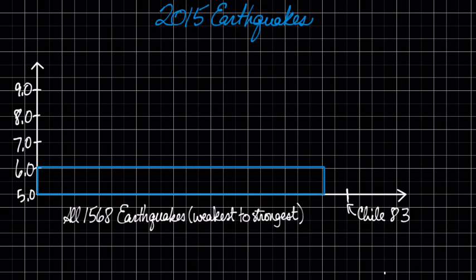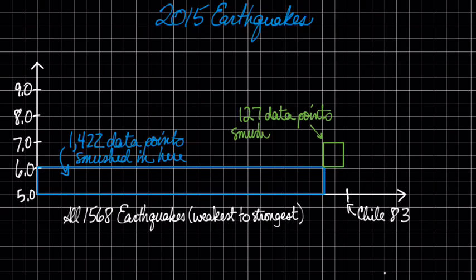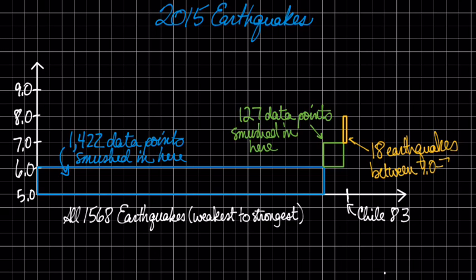And all of the earthquakes from 5.0 to 6.0 are going to fit in this blue rectangle. It turns out that 90% of the earthquakes that I'm considering were below 6.0. So there would be 1,422 data points smooshed in here. And then between 6.0 and 7.0, there were only 127 earthquakes in that range, and they would all be smooshed in this little tiny square. But there are even fewer earthquakes that were between 7.0 and 7.9. 18 points would be smashed in this little range right there, this little gold rectangle.